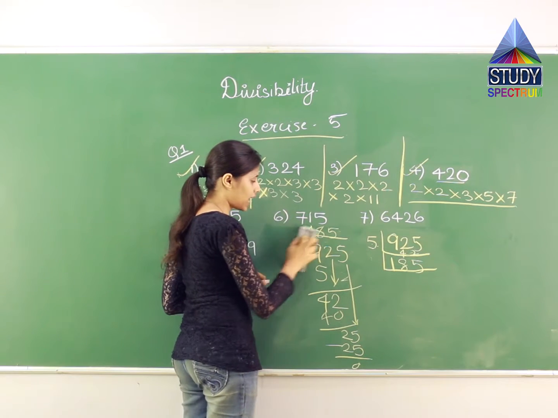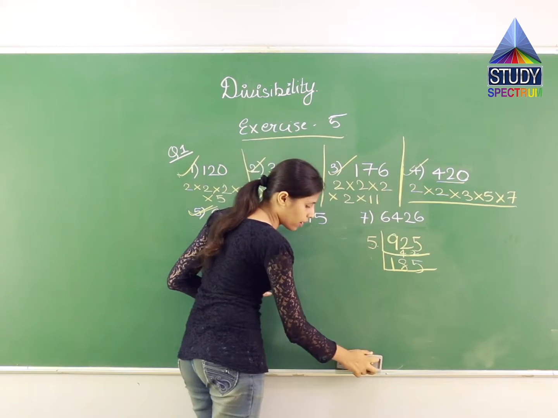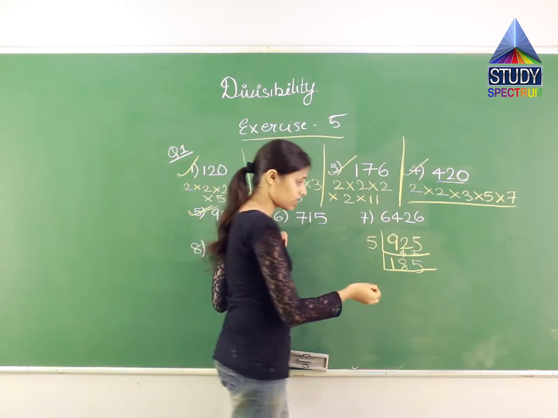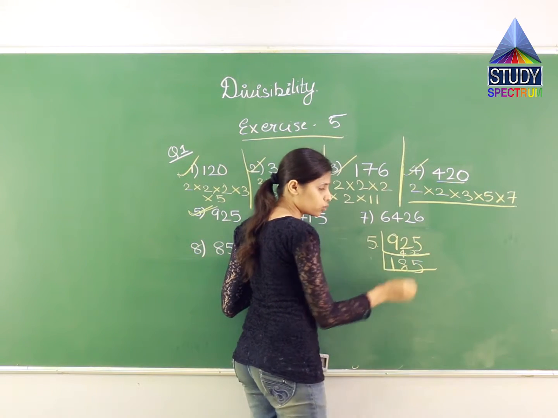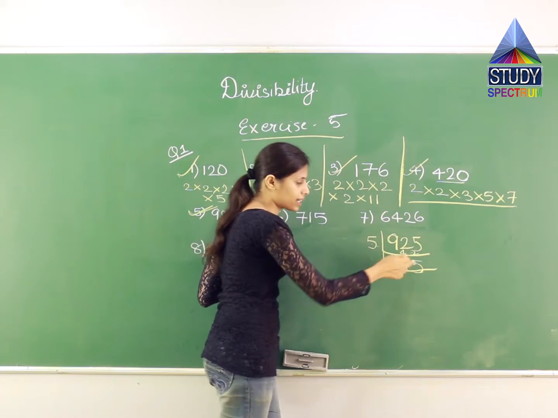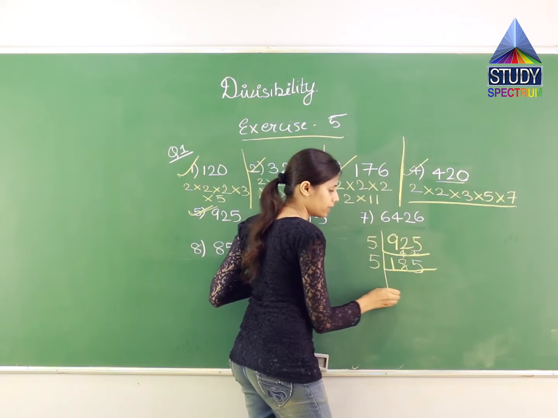So if you are not clear with direct division, you can also go with the division that you have learned at lower standards. So I got 185 over here. Then again, is this divisible by 2? Not possible, right? So since 5 is at the end, I can divide it by 5. Let us divide it by 5. So again I will divide it by 5.